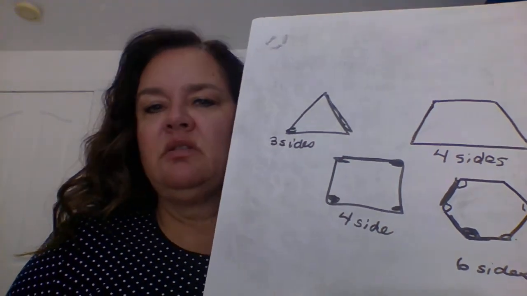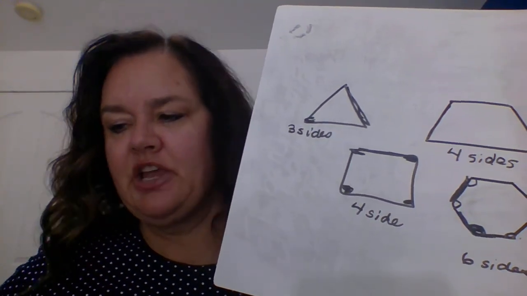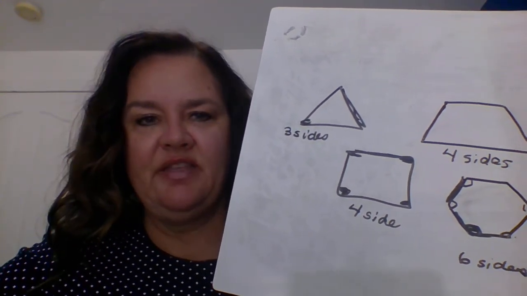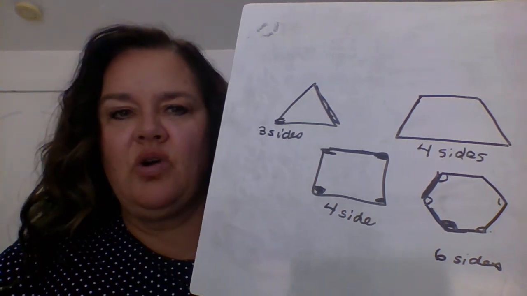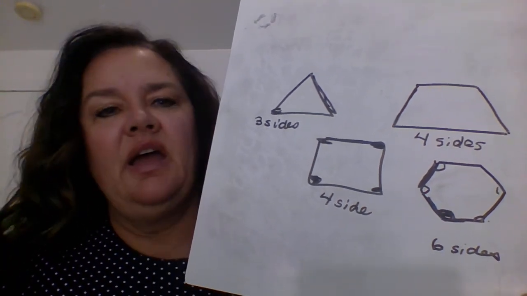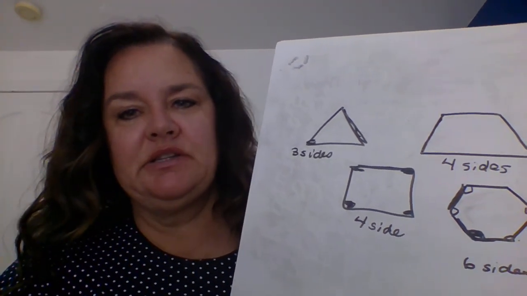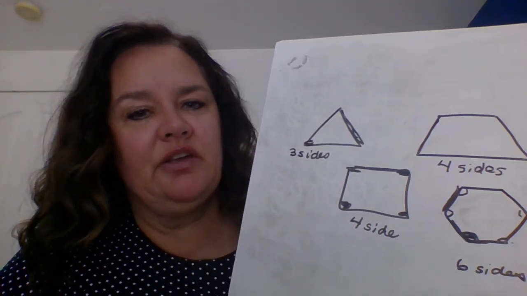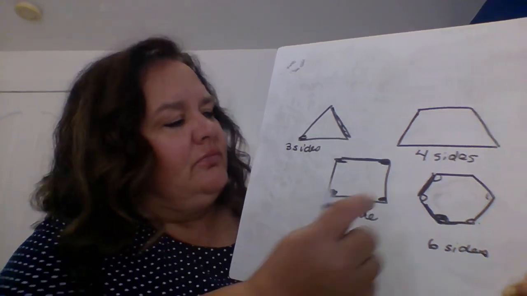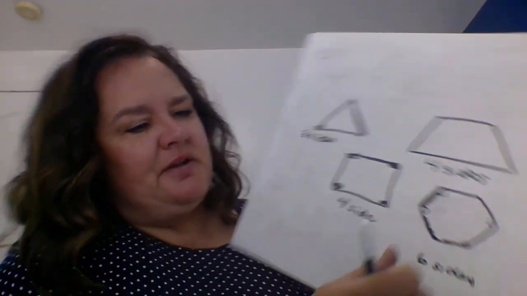So a lot of times when we talk about shapes, they classify them based on the angles or the sides. And with angles, there are 2 kinds of angles we're going to talk about. One is just a regular angle and one is a right angle. And to demonstrate that, let me put this down.